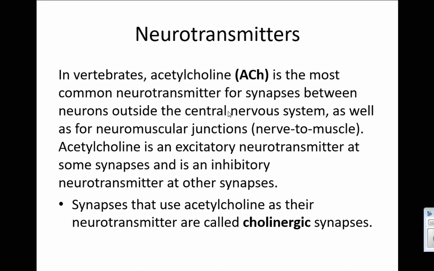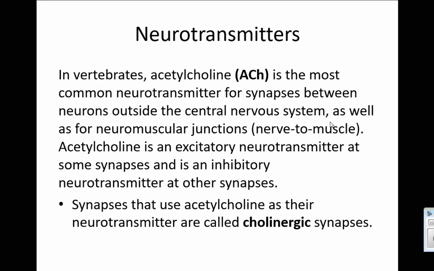As far as we are concerned, the most common and most prevalent, the one that we talk about the most, is acetylcholine. This is used between neurons outside the central nervous system, as well as at what we call the neuromuscular junction. A neuromuscular junction is the point where a neuron meets a muscle, so where nerves are innervating muscles. Without the release of acetylcholine, muscles will not contract.